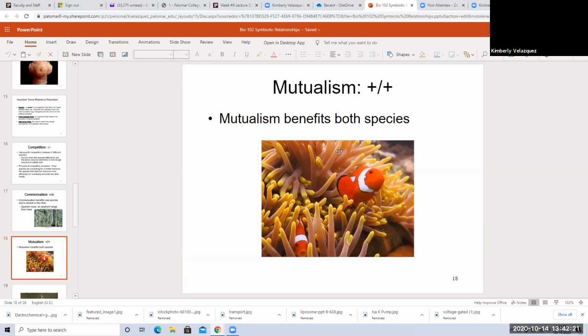So this anemone is actually an animal, it's not a plant. There are a lot of theories about how these two benefit. Maybe the fish can eat the leftover scraps that the anemone spits out after it's finished eating. But either way, they both benefit from this relationship.